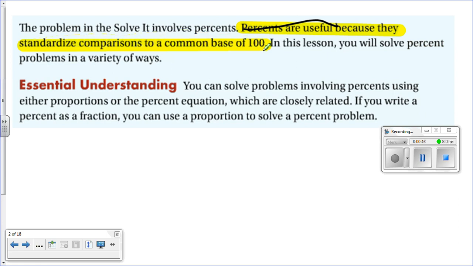So basically what that's saying is that percents are good because they put everything in a base of 100. When you're talking about 50%, you're talking about 50 compared to 100. If you're talking about 70%, it's 70 compared to 100. It puts it in the same base as everything else. You're not talking about 7 out of 10 in one place and 5 out of 20 in another place. It's all out of 100. That's why percents are pretty useful.